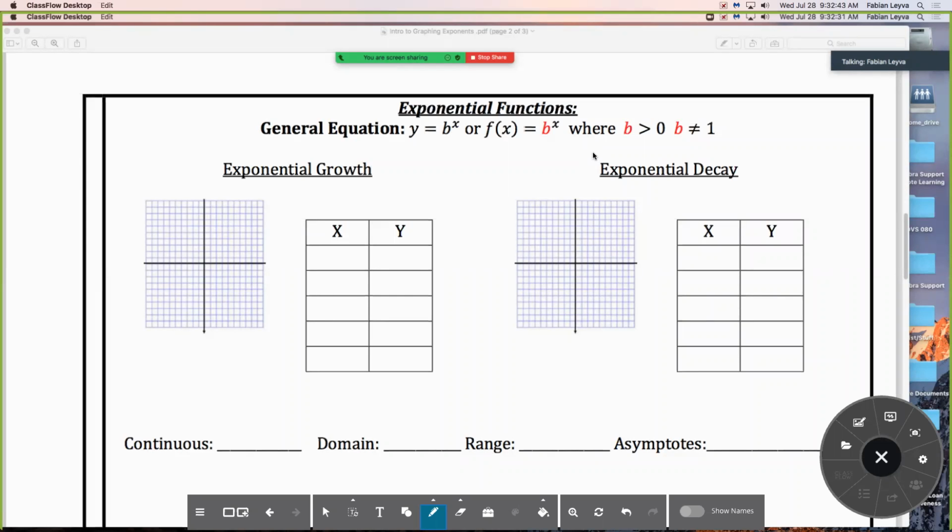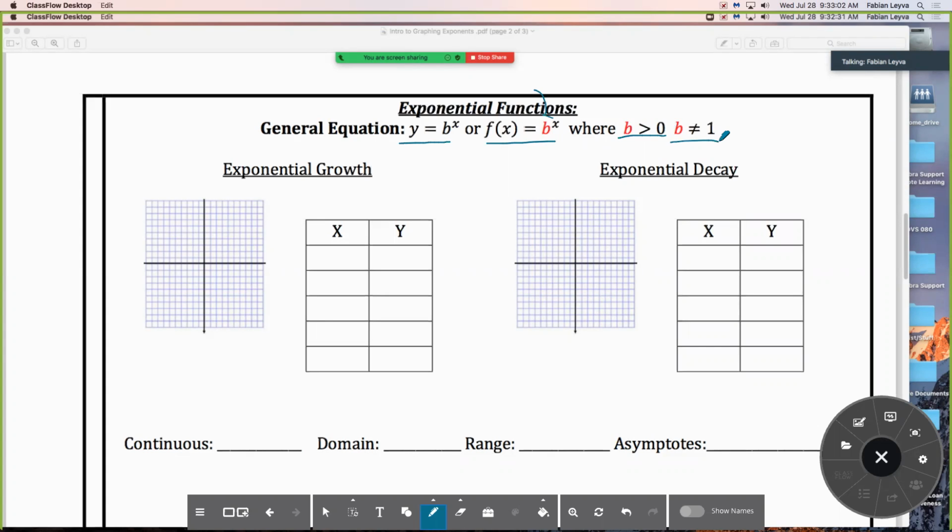All right, guys, so let's put this into a super mathematical kind of note-taking way. So let's say we have a general equation that's y is equal to some base raised to an x, and that can also be written in function notation. Now, whenever you have this situation where your b is greater than 0 and your b is not equal to 1, well, then you have an exponential function.